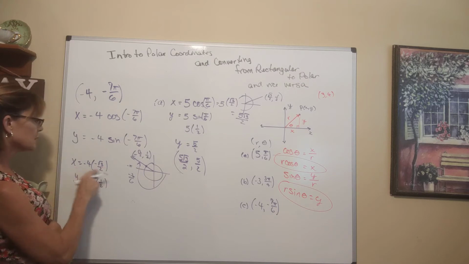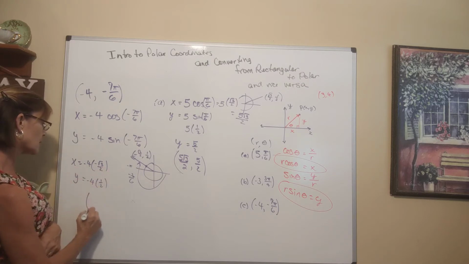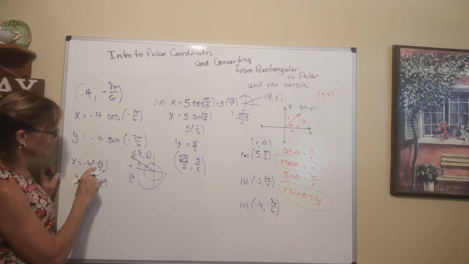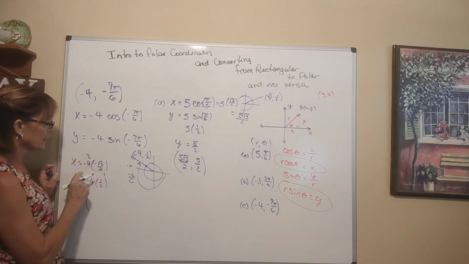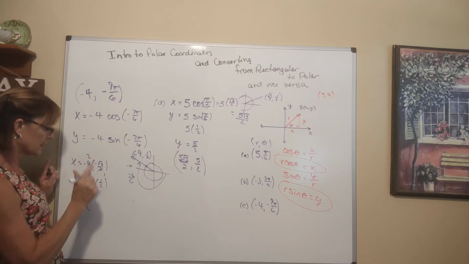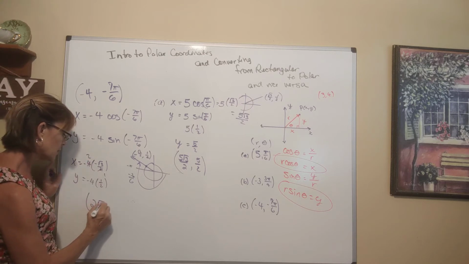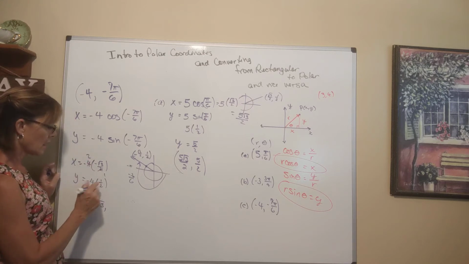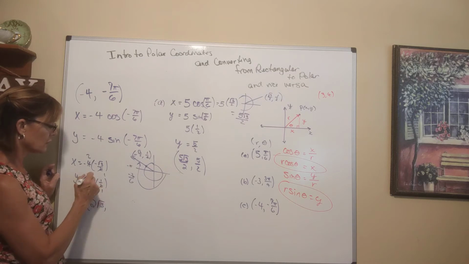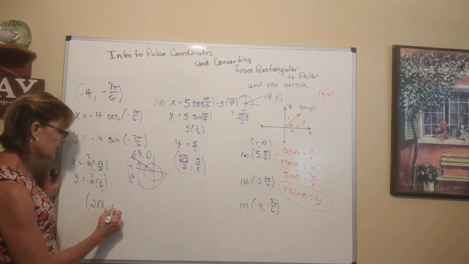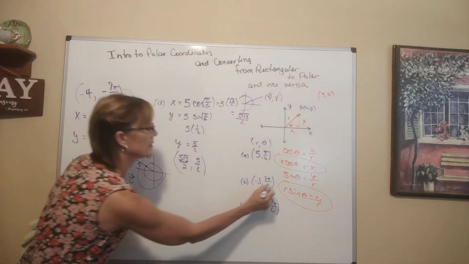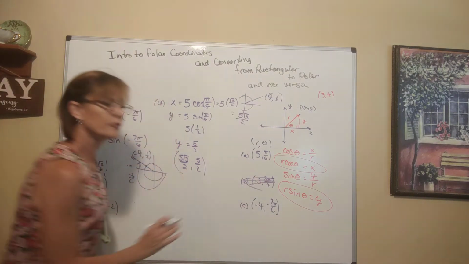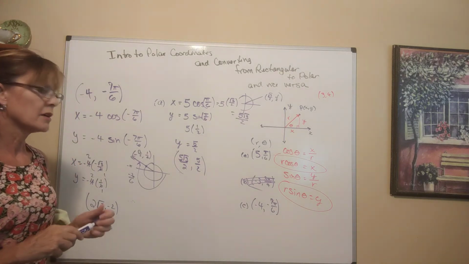So when I multiply these together, I find that the x coordinate is -4 times negative square root of 3 over 2. Let's see, 2 can go into 4 twice. A negative times a negative is a positive, so we get 2 square root of 3. For y, 2 can go into 4 twice, so -2. Those are the rectangular coordinates for -4, -7 pi over 6.